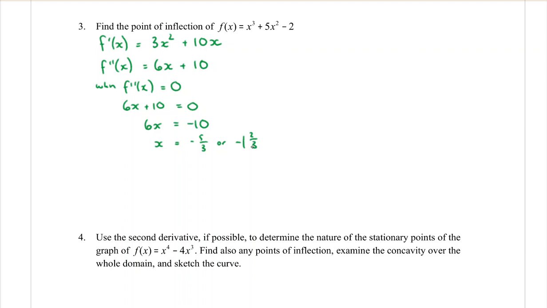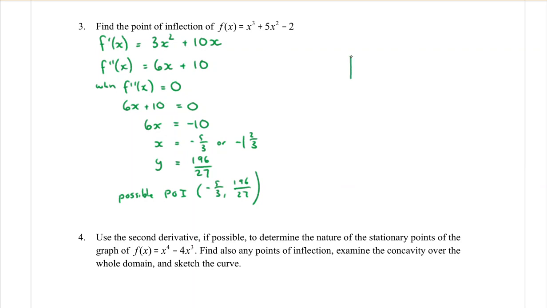As soon as you find an x value of a point, we always want to find the y value. So y equals, and you'd get your calculator out, and you're going to sub that back into the original equation. I'll tell you what it is. I got 196 over 27. So I have a possible point of inflection at minus 5/3, 196/27. But I have to confirm it with my concavity table.